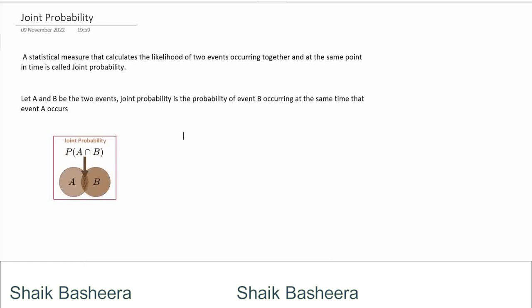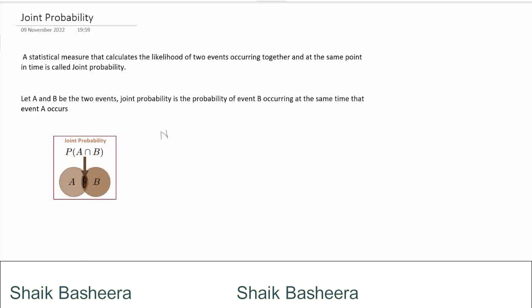We simply say that we have two events named A and B, and both these events occur at the same time. Then we find the probability of those two events. If you observe over here, A and B both occur at the same time, and the corresponding area is mapped over here. This is the portion where both A and B occur. Now we are going to find the corresponding probability.